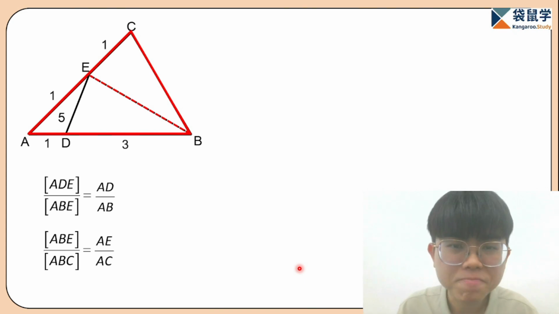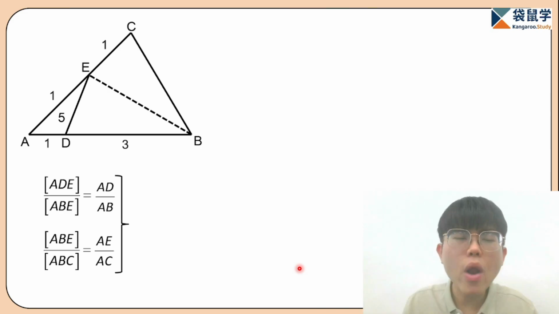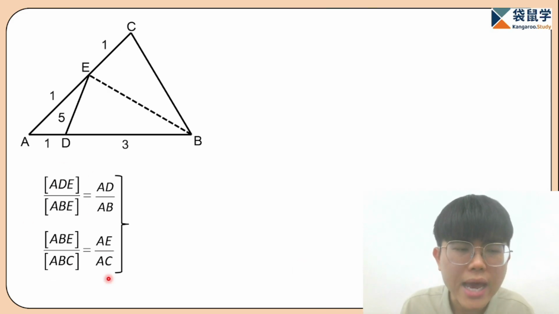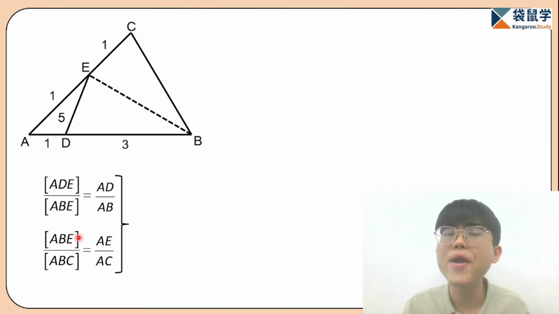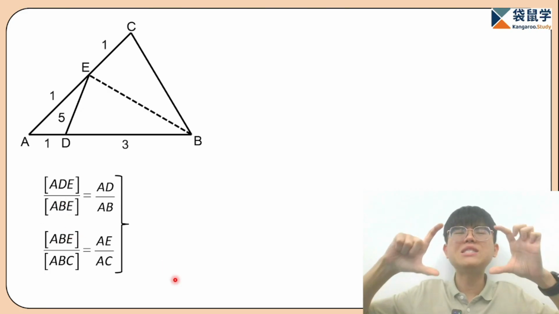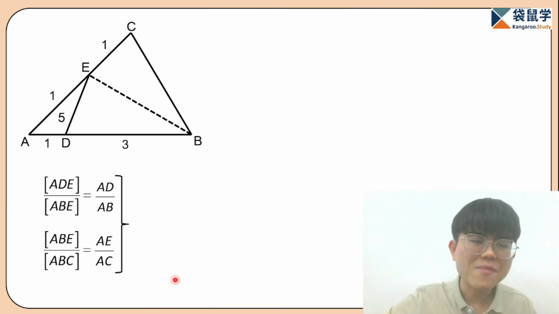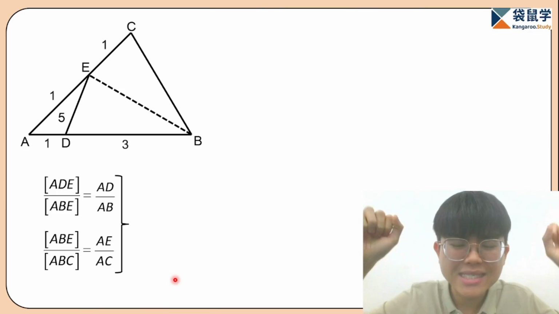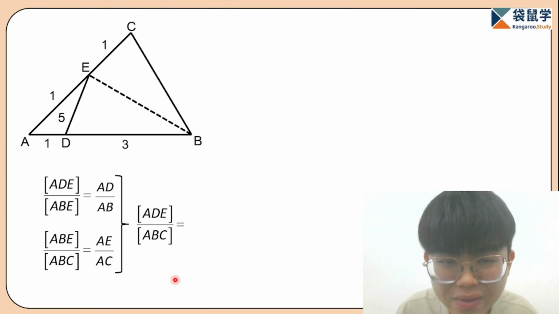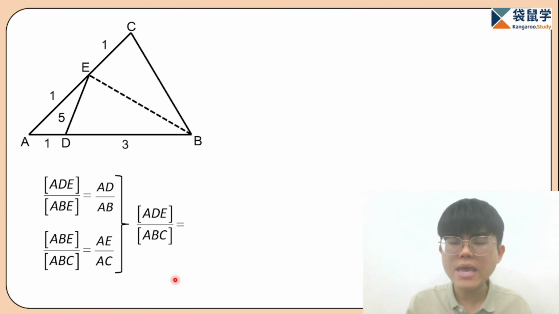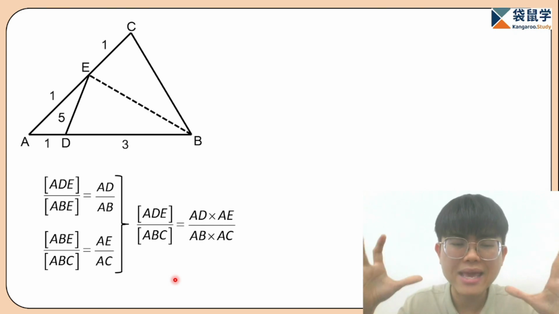Now everyone, in this example right here, are we able to get the ratio of ADE to ABC? Oh, everyone, you see that when we multiply them together, here there is a denominator ABE, here there is a numerator ABE. When we multiply the two fractions together, the ABE will be cancelled out. And what we have is ADE over ABC. So from here we know that it will be AD times AE over AB times AC.